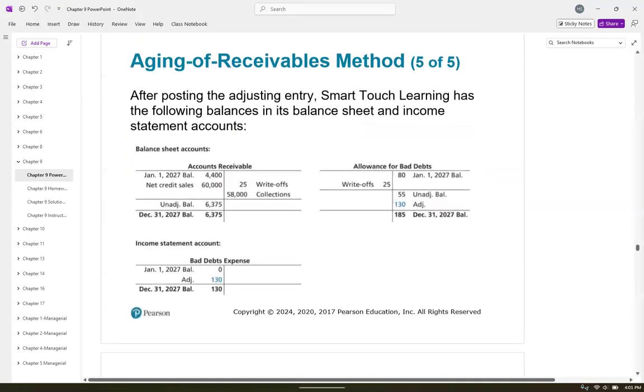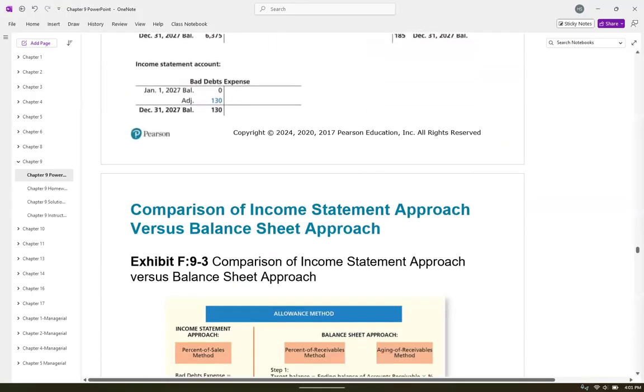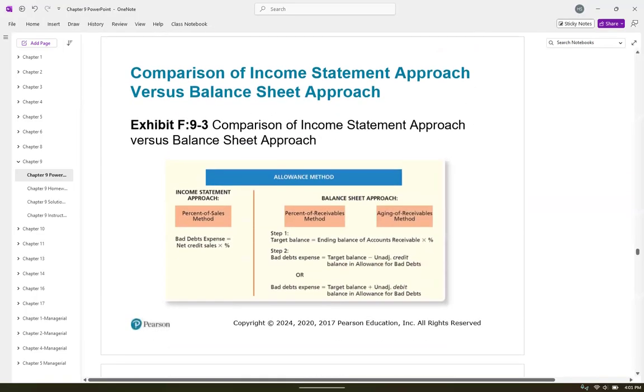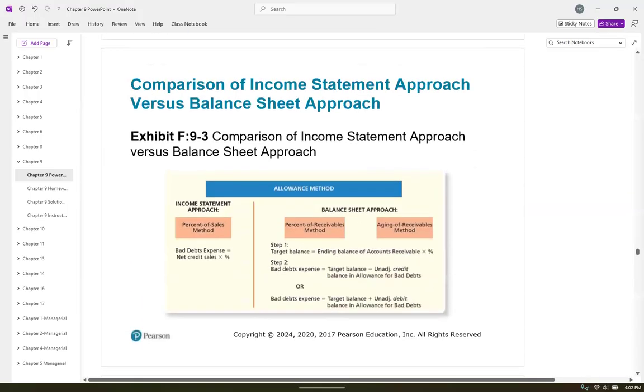And there's the T accounts. And so then they have a comparison of each allowance method. This is a really good summary slide. It's a really good spot to review right before you take a test so that you don't get too confused.